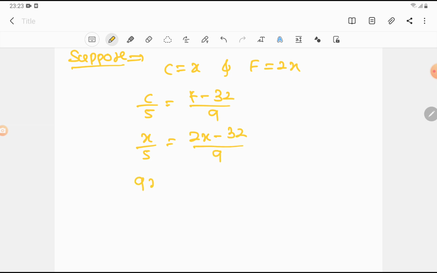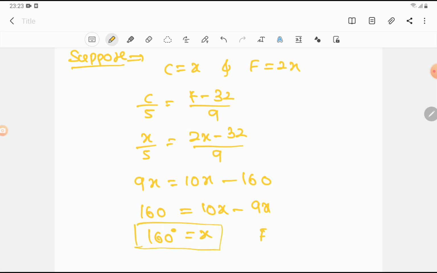Cross multiply: 9x, 10x minus 160. If 160 comes to this side, it is 10x minus 9x. Definitely x is equal to 160 degrees. On the Fahrenheit scale it is 2x, that is 320 degrees Fahrenheit. If the case is reversed, the question is: if I look at the Celsius scale, keeping x temperature, it should give double on the Fahrenheit scale. Hope you understand.